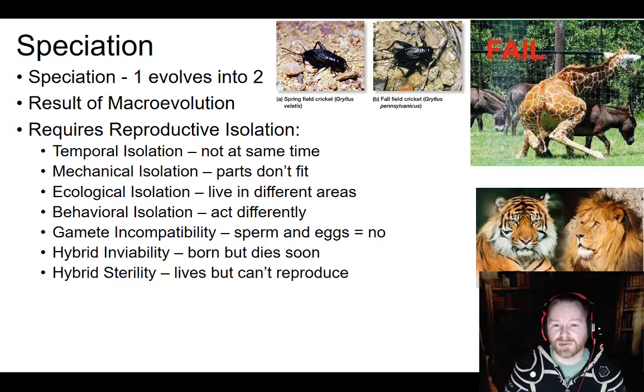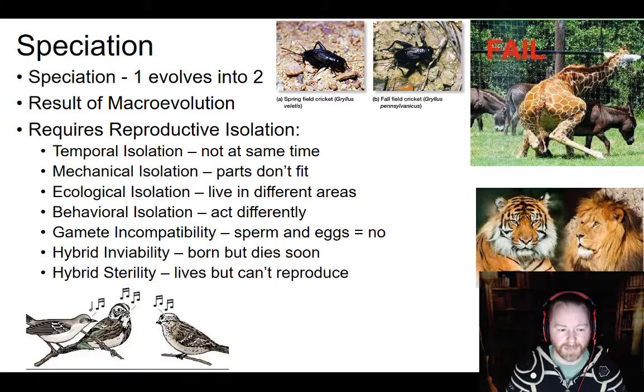Ecological isolation, in other words, you just live in two different ecosystems. Tigers and lions are very closely related. They share a very close common ancestor, but they live in two different areas of the world, one in Africa, one more in India. Because they're not in the same area, they can't breed with each other, and they've become two separate species.